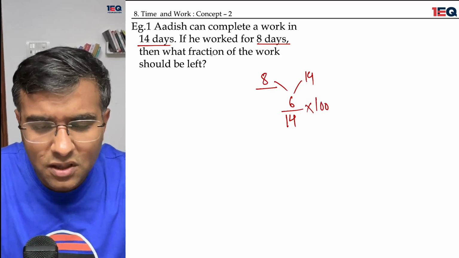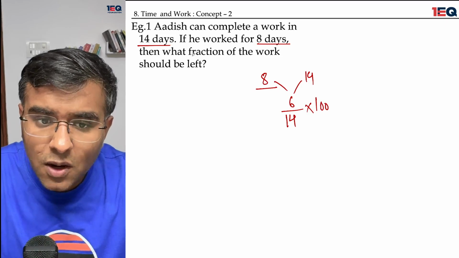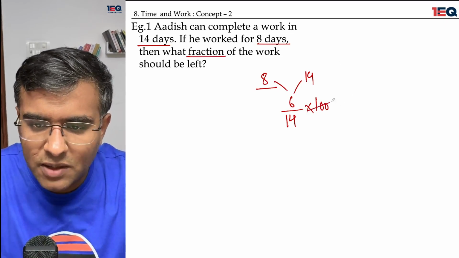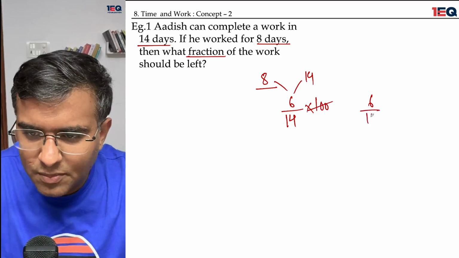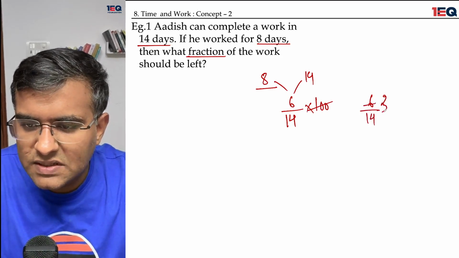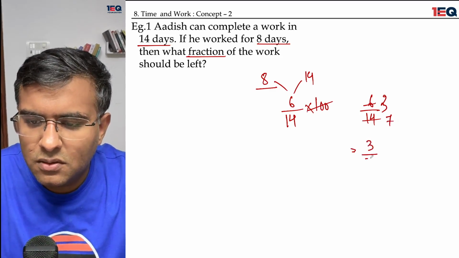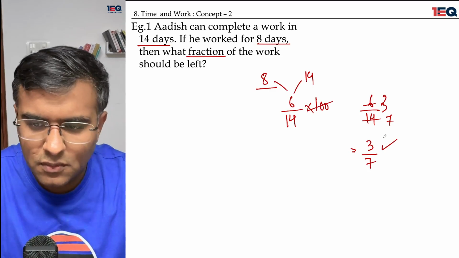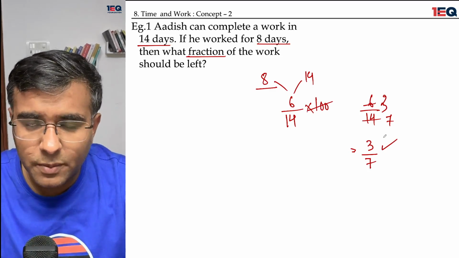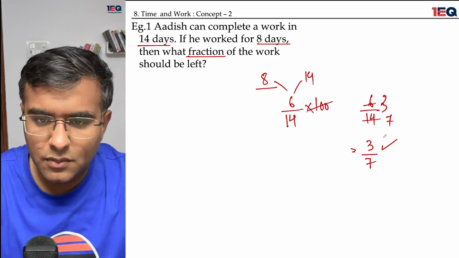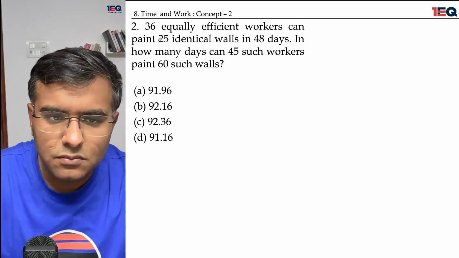See, I don't think the 100 is required because it's saying what fraction of the work should be left. So I'm going to remove this. Simply 6 upon 14. 2 3s are 6 and 2 7s are 14. My answer to this question would be 3 upon 7. Okay. The answer to this question would be 3 upon 7. Moving to the next question.